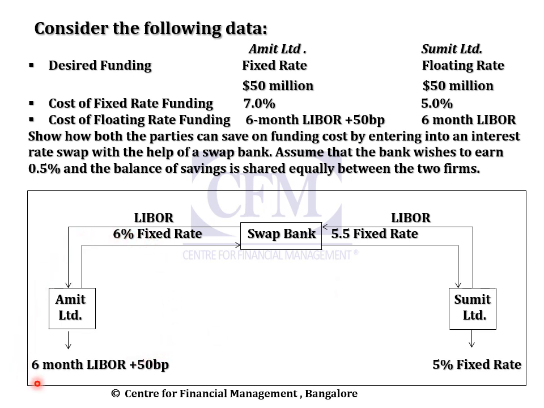Amit Limited also has reduced its cost by 50 basis points, and the intermediary also gets 50 basis points.